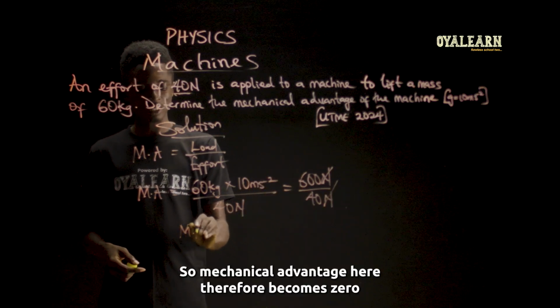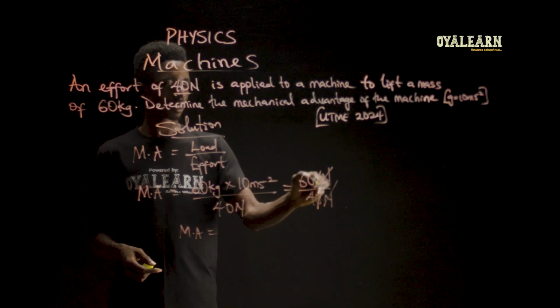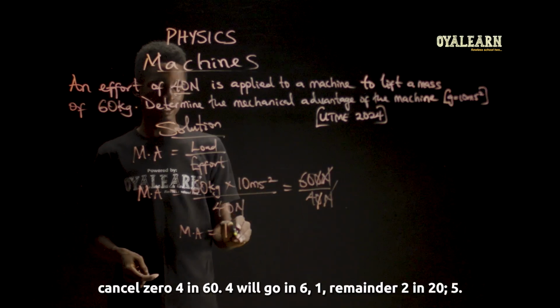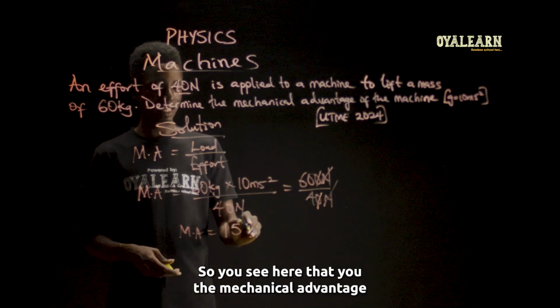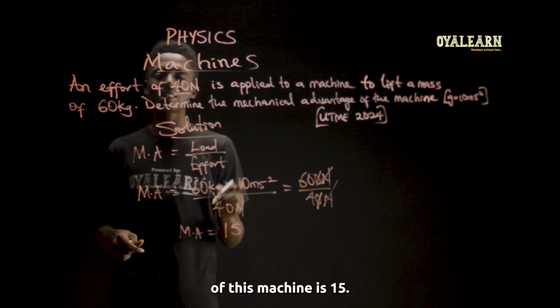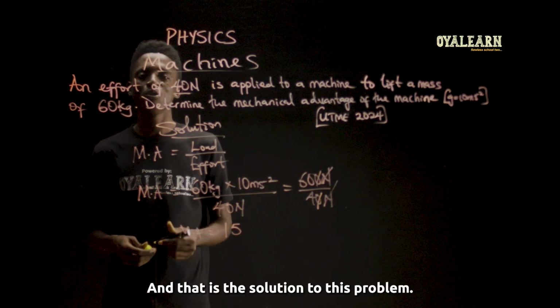So mechanical advantage here therefore becomes 0 cancel 0, 4 in 60. 4 will go in 6 once, remainder 2, 4 in 20 is 5. So you see here that the mechanical advantage of this machine is 15. And that's the solution to this problem.